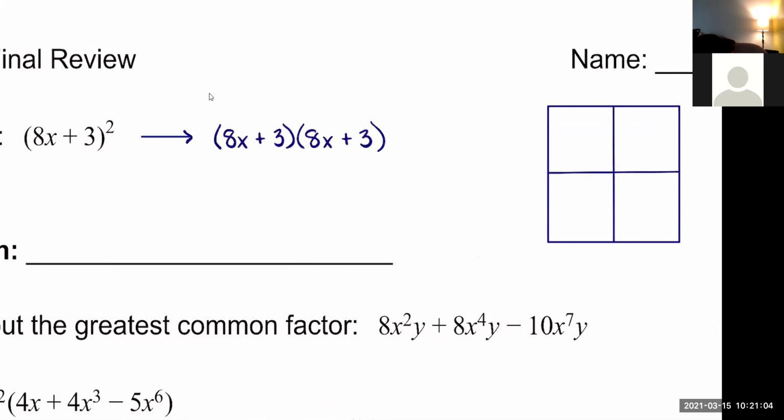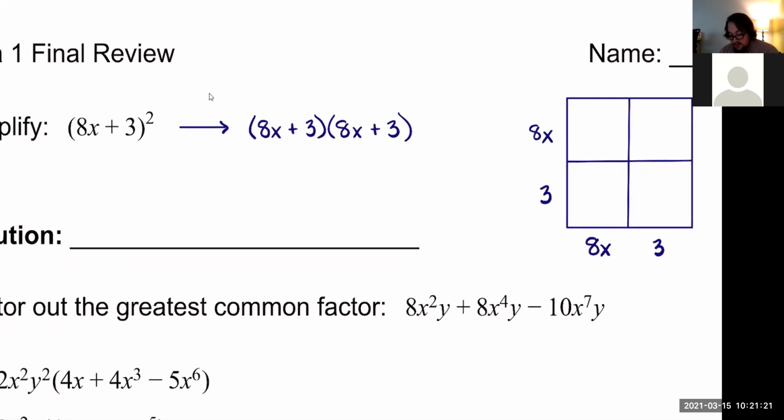And I would label my rows and columns using those 2 binomials. Now this one seems a little less interesting because they're the exact same binomial, but something special is still going to happen here. Now, before I jump into it, if I made the most common mistake, I would have probably ended up with a 64x squared plus 9. But watch what happens when we multiply it correctly once we've considered what exponents actually tell us to do.